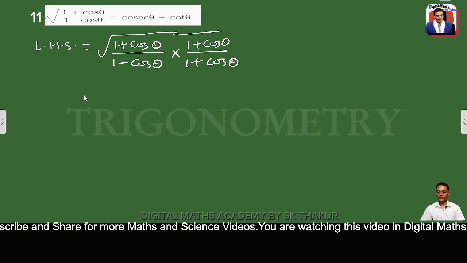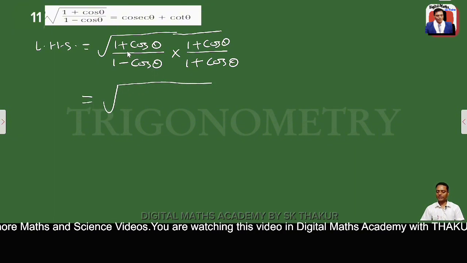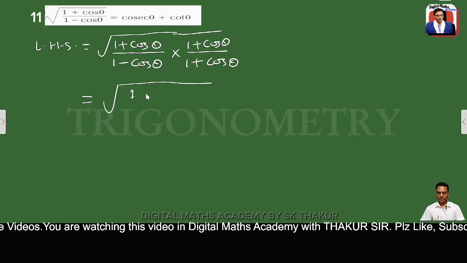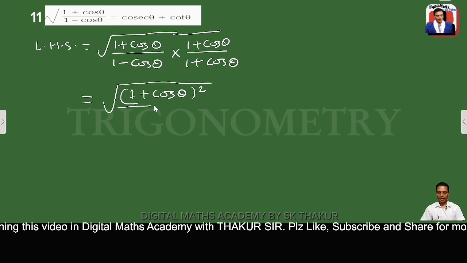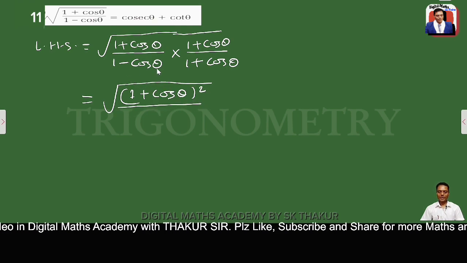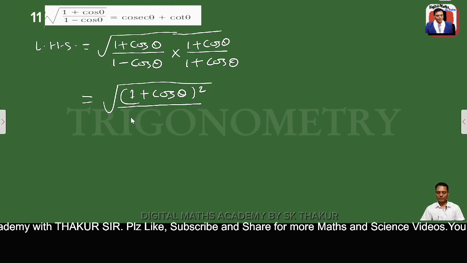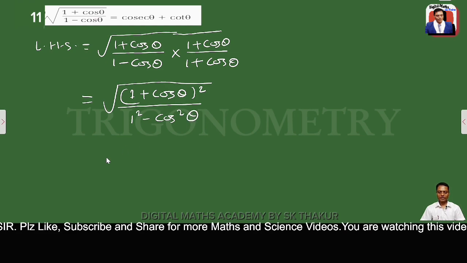Now the simplification gives us at the numerator 1 plus cos theta into 1 plus cos theta, so it becomes (1 + cos theta)², and at the denominator 1 minus cos theta into 1 plus cos theta, that is (a + b)(a − b) equals a² − b², so we can write 1 − cos² theta.